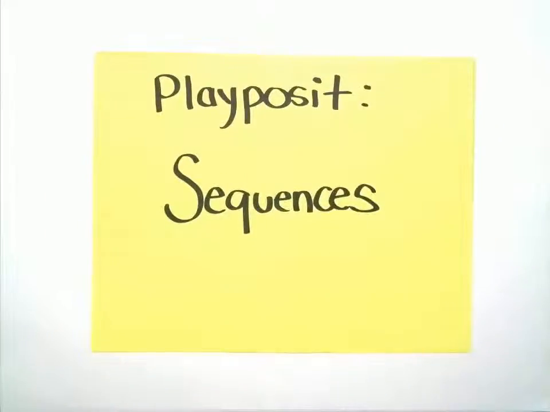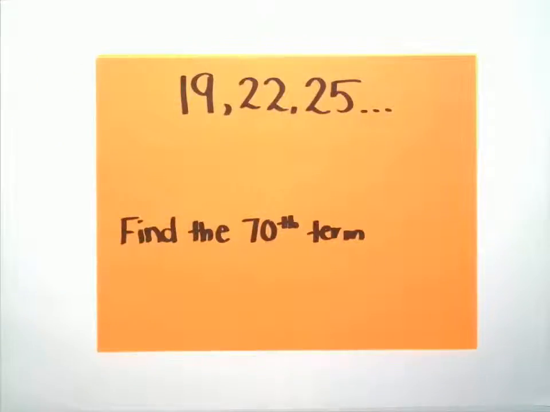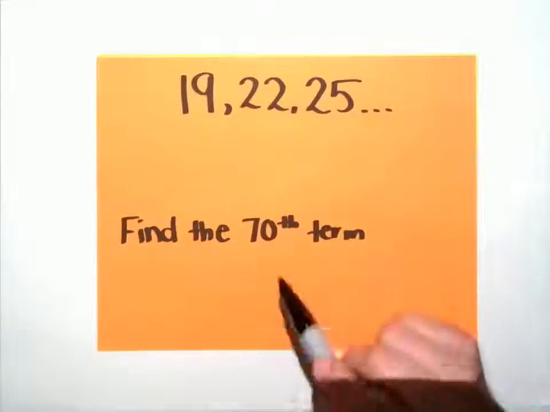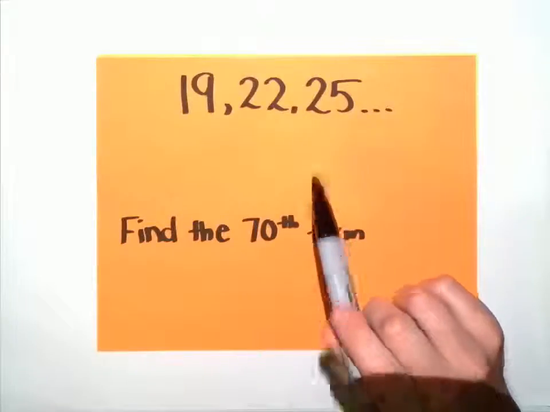So tonight on the Play Posit, we're going to be talking about sequences. We're actually going to start by reviewing some sequences that we've previously learned about, and those are arithmetic sequences. An arithmetic sequence is a pattern of numbers, like this one, 19, 22, 25, in which there is a common difference. That is, we're adding or subtracting something to get to the next term, and there is a pattern that exists here.